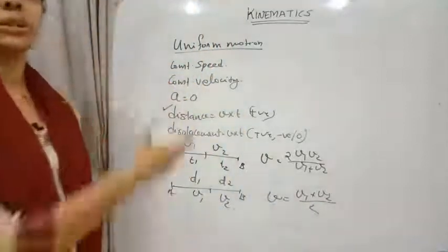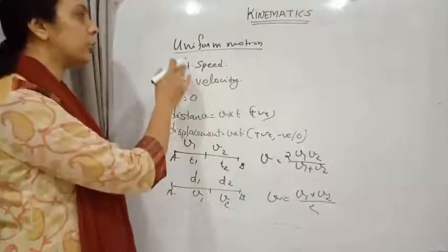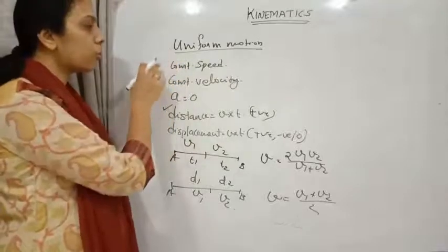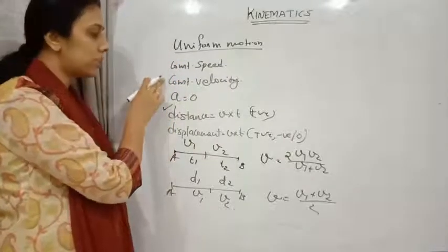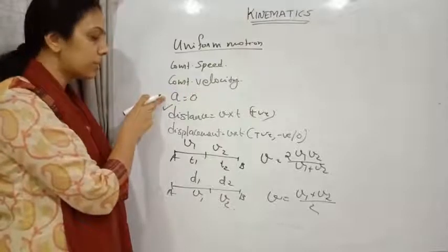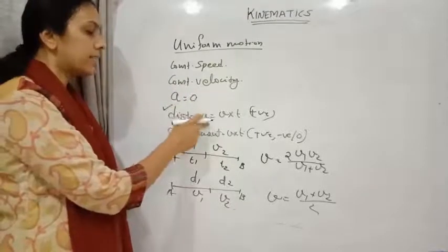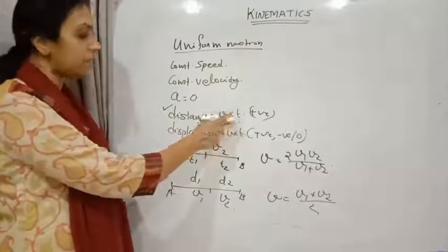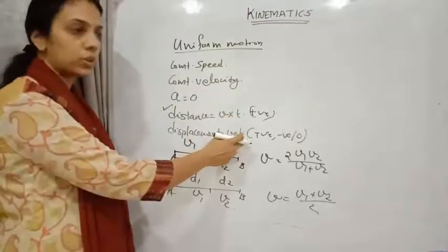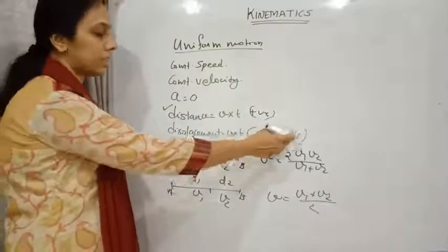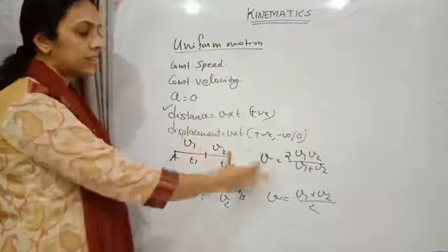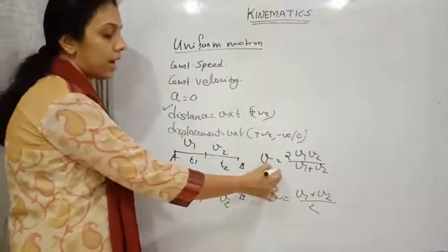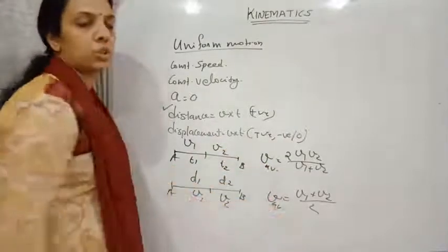Okay dears, so these are the concepts which you need to learn. In uniform motion it is moving with constant speed and constant velocity. Acceleration will be equal to 0 and distance is equal to speed into time. Displacement equals velocity into time. Displacement can be positive, negative or 0, and these average velocity formulas also you should learn by heart.